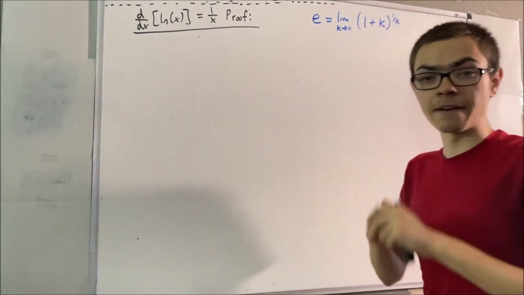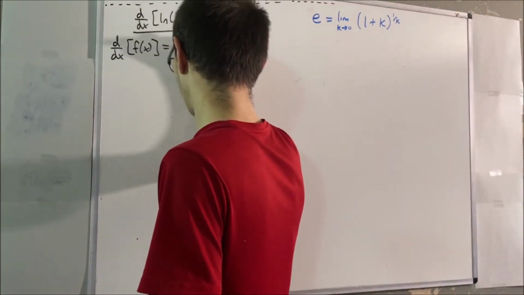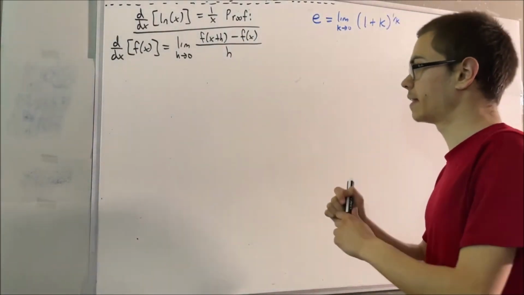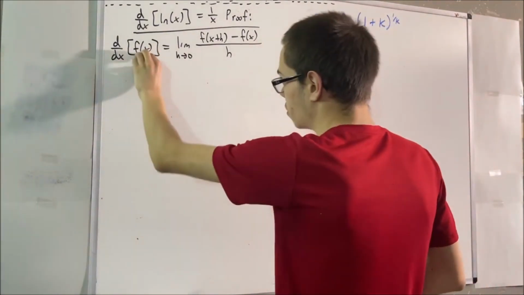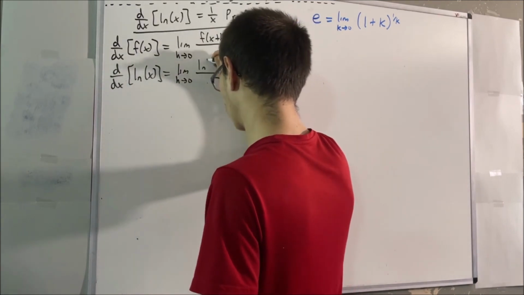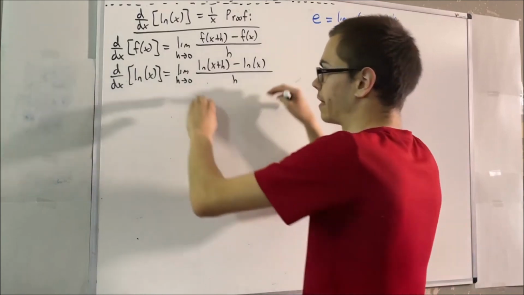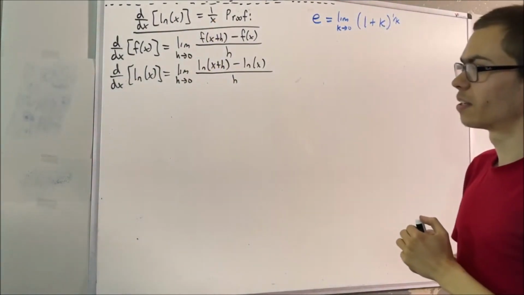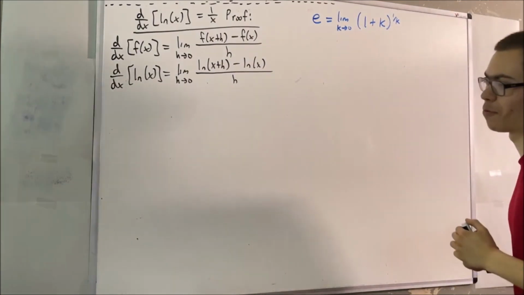So, how do we actually start this proof? Well, let's start out with the definition of a derivative, expressed as a limit. Right, so this is the definition of a derivative as a limit, and we're going to replace our function with natural log of x. So we essentially have to show that this limit is equal to 1 over x.